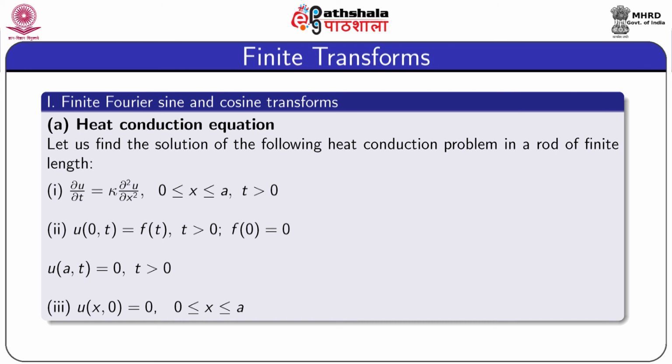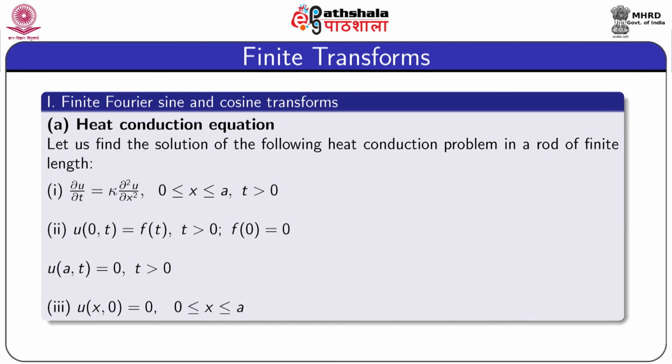The boundary conditions are given by u(0, t) equals f(t) and u(a, t) equals 0 for t greater than 0. It is also given that the value of f(0) is 0 and the initial condition is u(x, 0) equals 0 for 0 less than or equal to x less than or equal to a. So, now we have to solve equation 1 together with the supplied initial and boundary conditions.